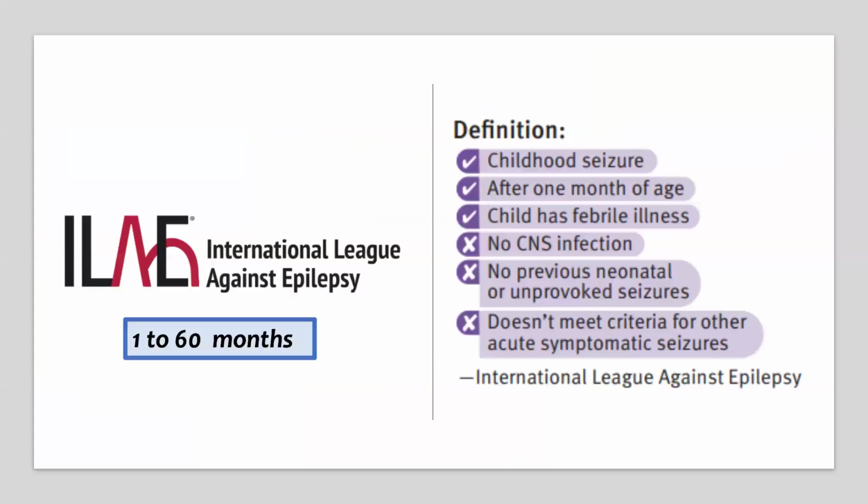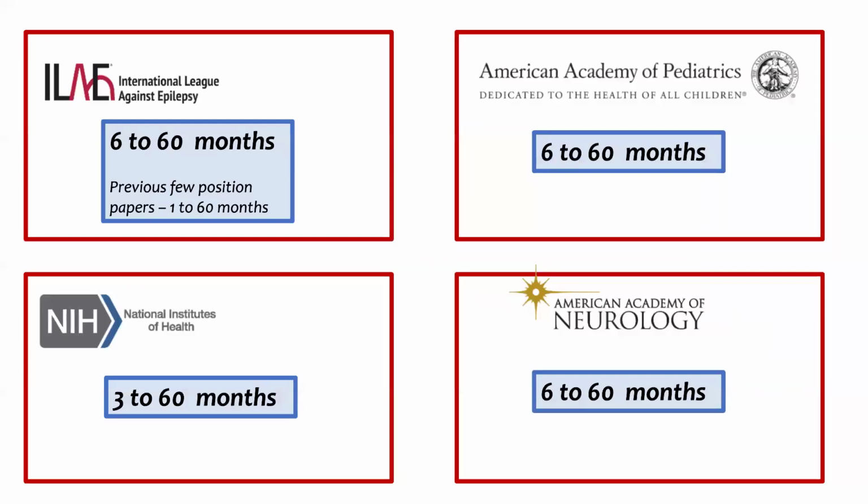So let's talk about the definitions of febrile seizure. I think the definition itself is a controversy. We commonly know that the definition of febrile seizures is typically from 6 months to 60 months, or 6 months to 5 years. But the International League Against Epilepsy still gives the definition as 1 month to 60 months. This is still confusing, but we have other definitions which are being updated now.